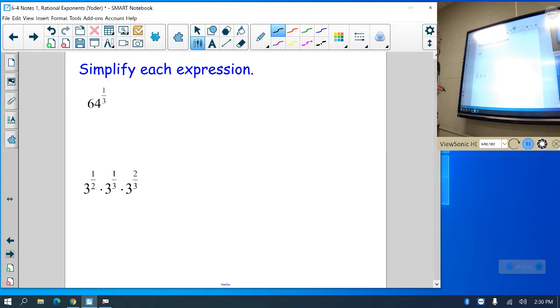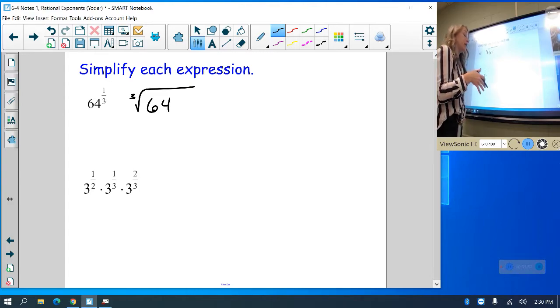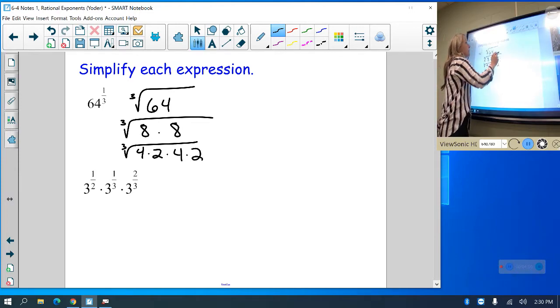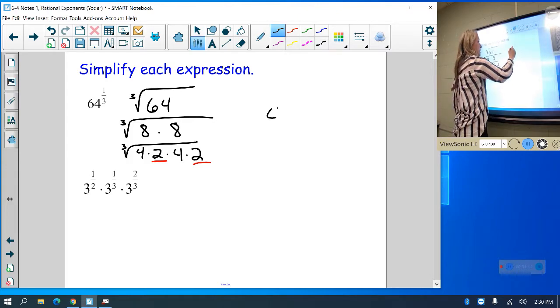Simplify each expression. So I have 64 to the 1/3. Now, instead of just rewriting it, I actually have to simplify. So I'm going to change this to 64 to the 1st power, which I don't have to write there, but I have the cube root. We know how to break these down. We did this in Chapter 6, Section 1. So we're going to go ahead and break it down. We're looking for a perfect cube so that we can cancel it out. So I have 8 times 8 here. And then that breaks down into 4 times 2 times 4 times 2. And if you look, 2 times 2 is 4, which gives me 4 times 4 times 4.